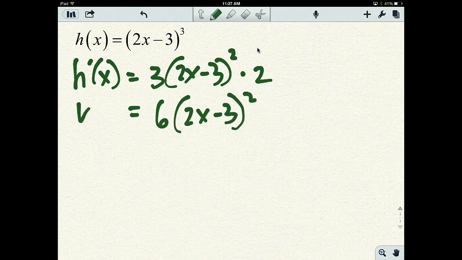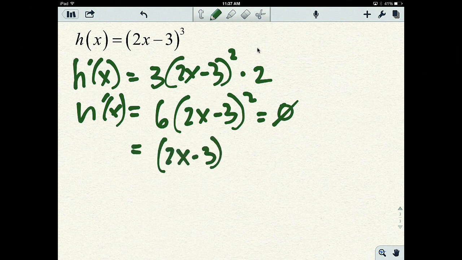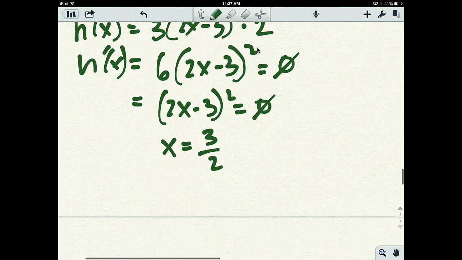And again, because this is a critical number max-min problem, I will set this equal to 0. You'll see that I have a 6 there. I could divide both sides by 6. So now this just becomes (2x - 3) squared equals 0. After I set this equal to 0, I found out that x has to be 3 halves for this to be equal to 0. So in this particular problem, different than all the other problems, I only have one critical point.